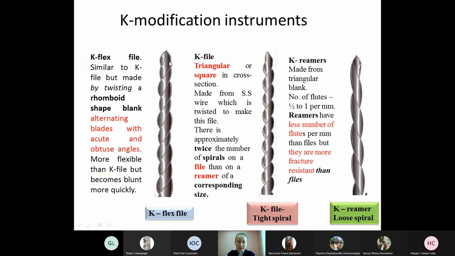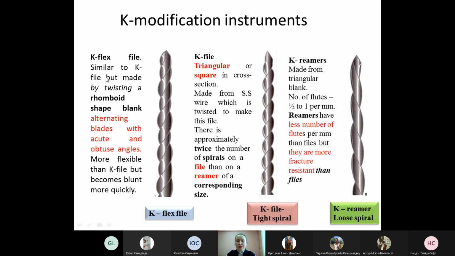So on this diagram, you see different instruments: K-flexofile, K-file, K-reamer. K-flexofile was introduced lately, in the 1980s. In contrast, the K-file has its history from the beginning of the 20th century. So almost 100 years they have been in use.